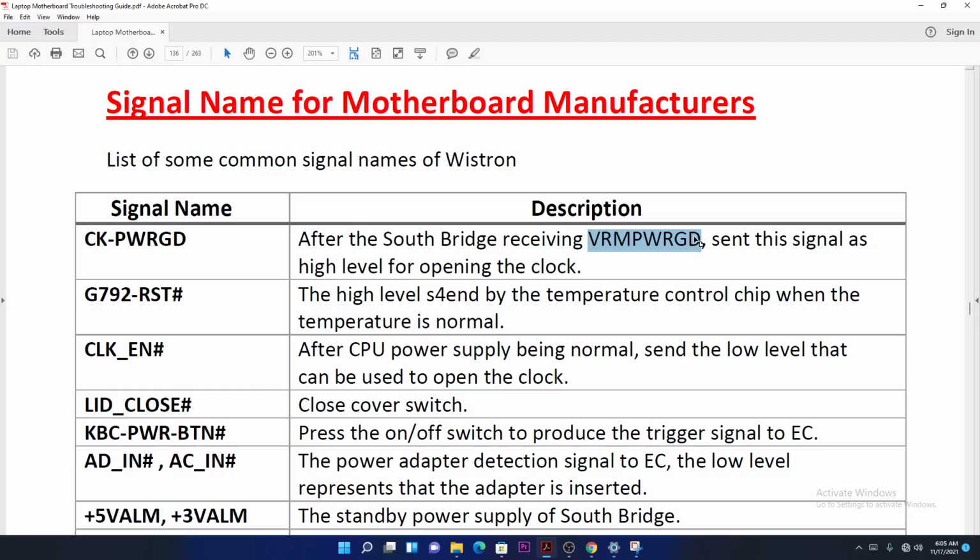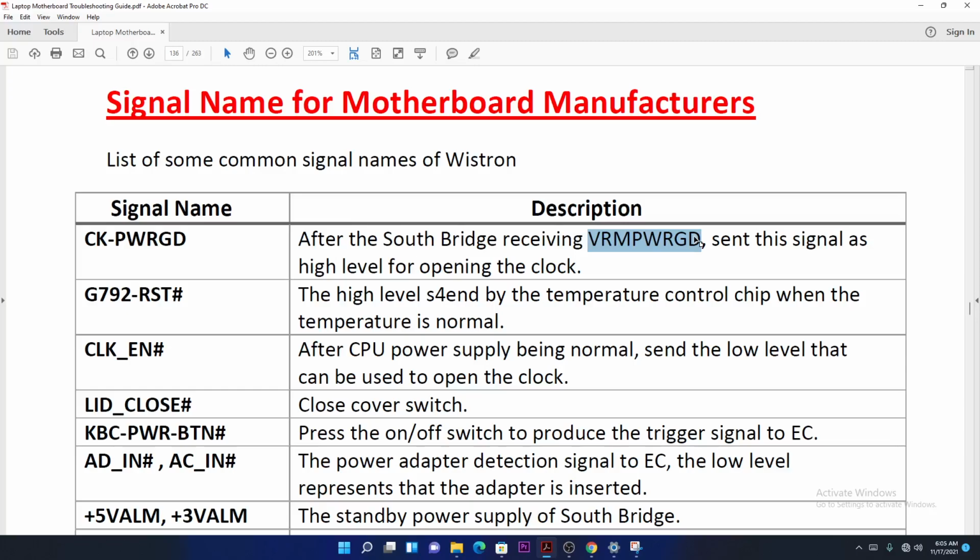Let's move on. The G792. You won't have it as a G792, depending on the board that you are repairing. As we spoke about the OEM, the different types of manufacturers, some won't name this a G792, all right? But what is this signal for? It's for the temperature control chip. When the temperature is normal, it sends this signal.